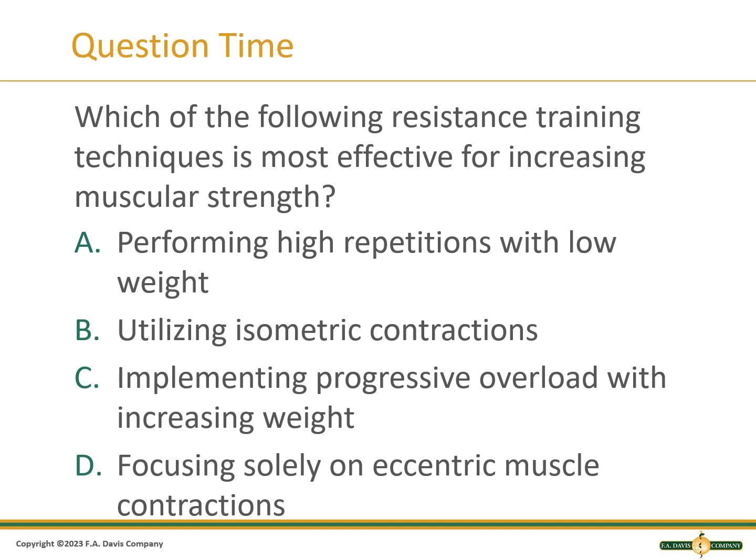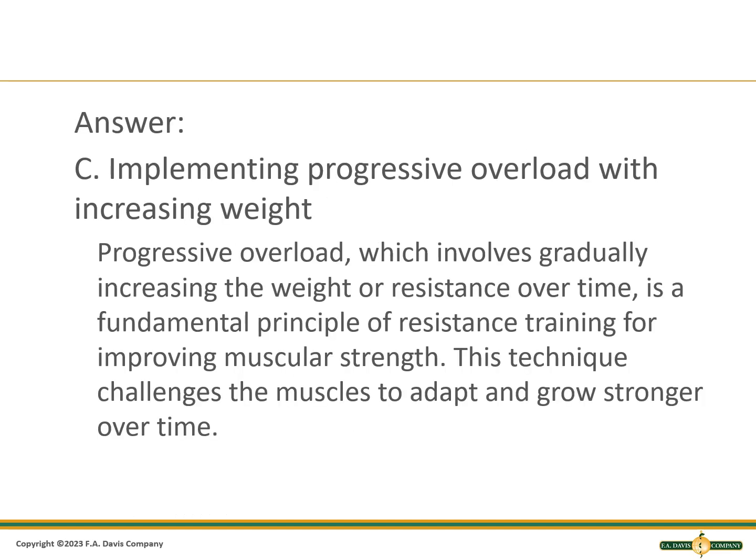Quick little question time here just to check your knowledge. Which of the following resistance training techniques is most effective for increasing muscular strength? A, performing high repetitions with low weight, B, utilizing isometric contractions, C, implementing progressive overload with increasing weight, or D, focusing solely on eccentric muscle contractions? So the answer for this one is C, implementing progressive overload with increasing weight.